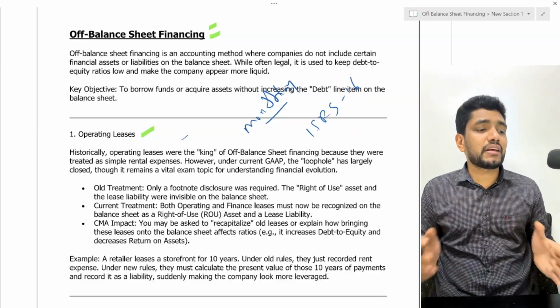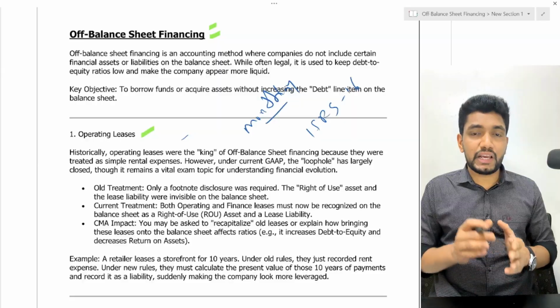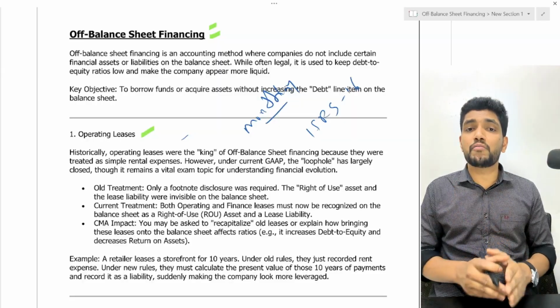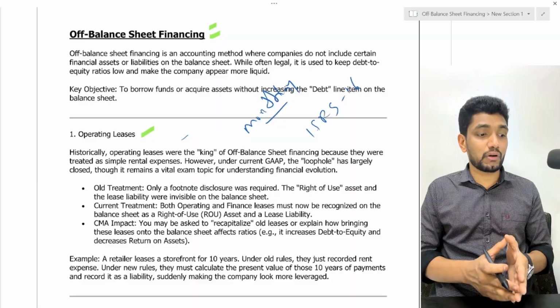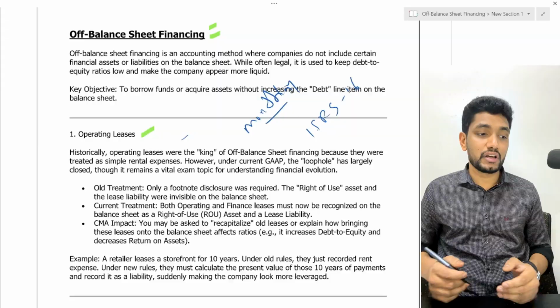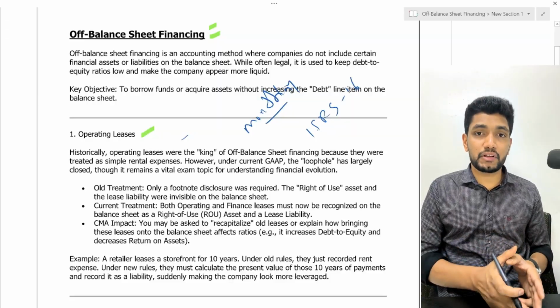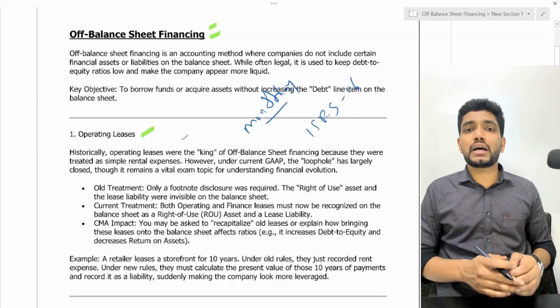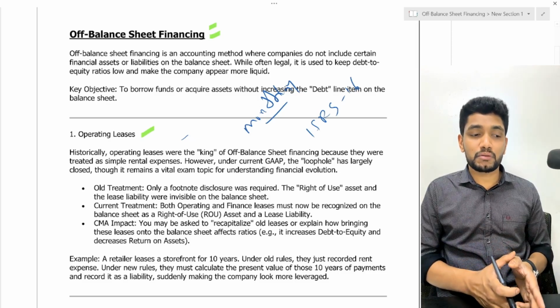As a summary, what we can say is, if a company is using off-balance sheet financing, it should disclose in the footnote that the company is using the operating lease instead of hiding it. Then only will the intercompany comparison become more meaningful.